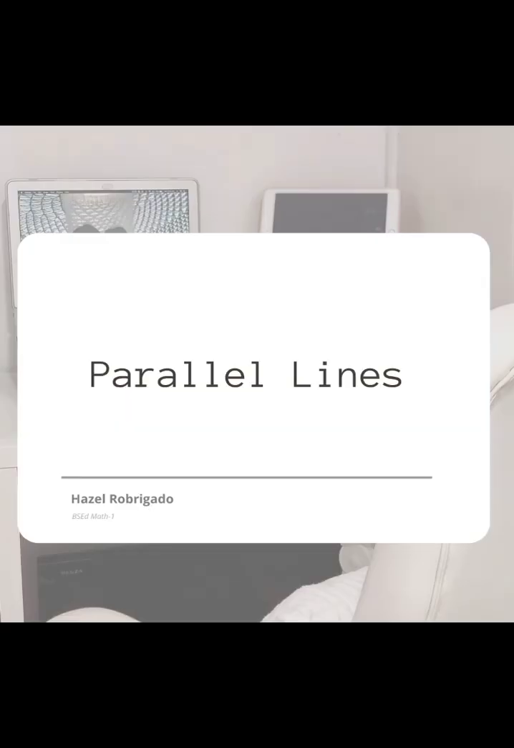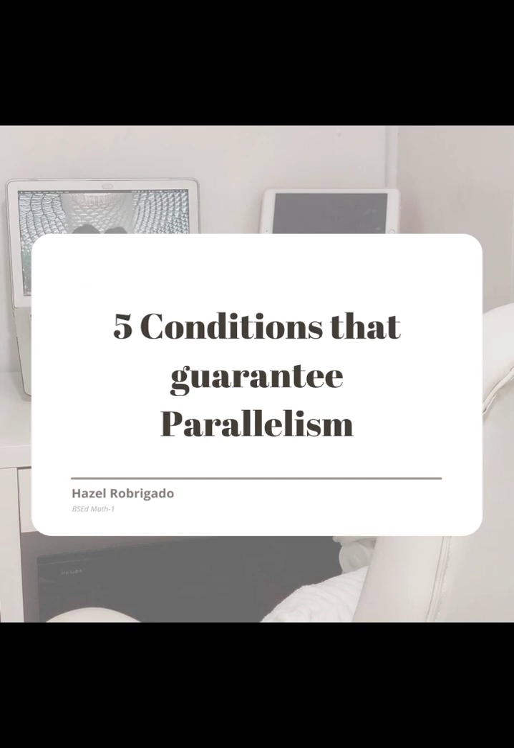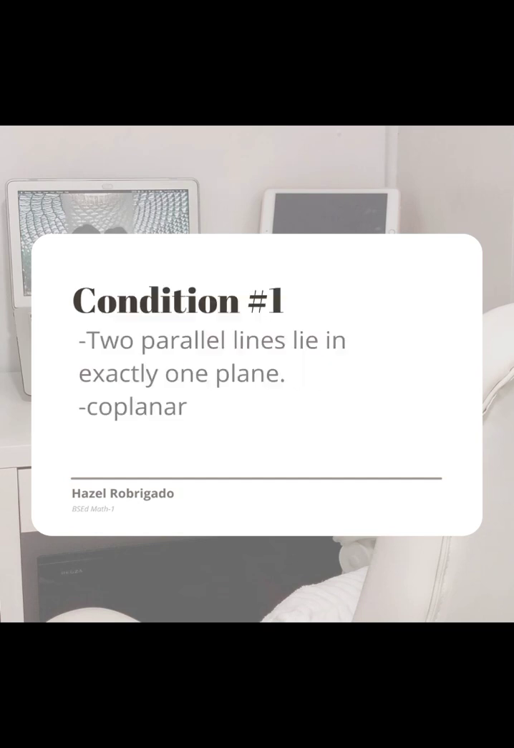Let us now talk about parallel lines. Two lines are parallel if, first, they are coplanar, meaning these two lines are in the same plane, and second, they do not intersect. We have 5 conditions which guarantee parallelism. First, two parallel lines lie in exactly one plane, or in simple words, they are coplanar. For example, if line 1 and line 2 are parallel, they both lie in plane Y.